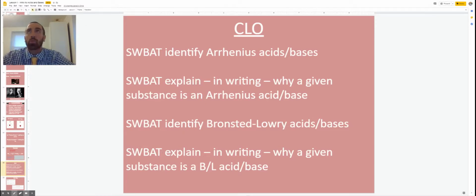Bronsted-Lowry, or what we'll call the other definition of acids and bases. Acids are proton donors, bases are proton acceptors. Hopefully you can identify, when given a simple chemical equation, which substance on the reactant side is donating an H and which substance on the reactant side is accepting an H, and therefore you should be able to identify the Bronsted-Lowry acid and the Bronsted-Lowry base.